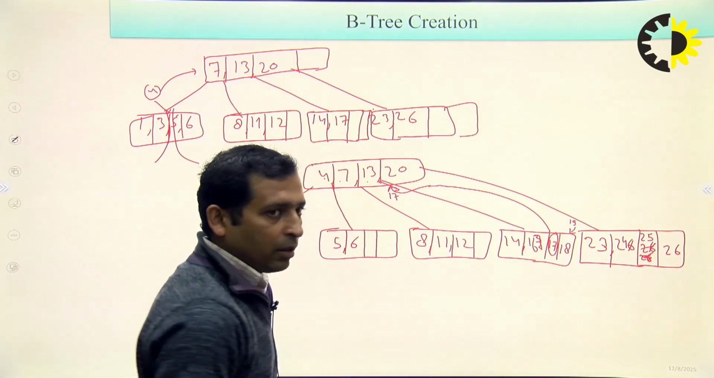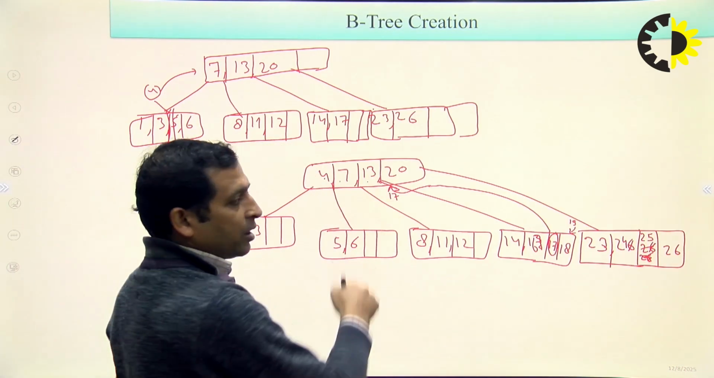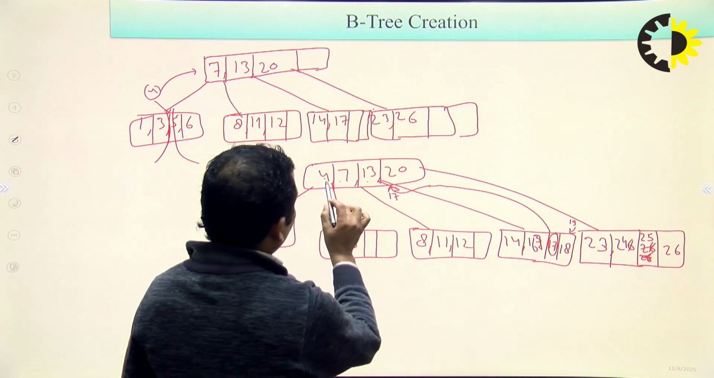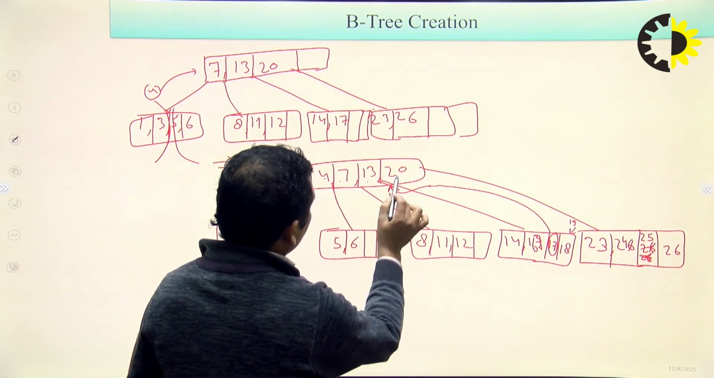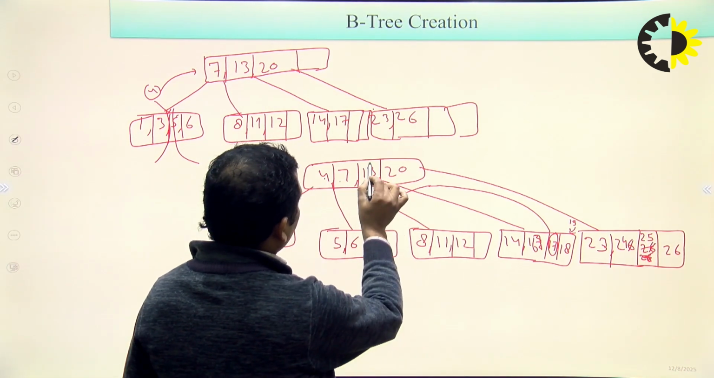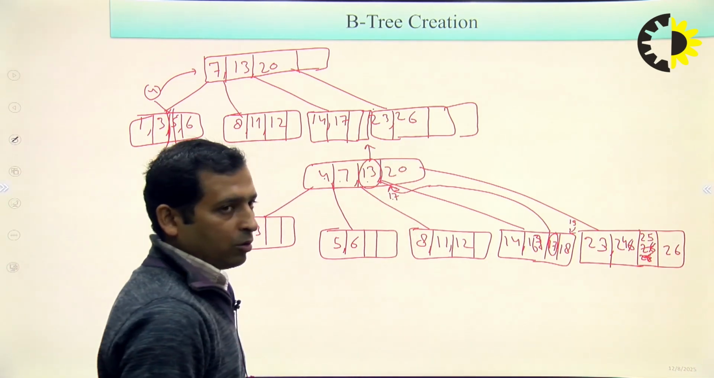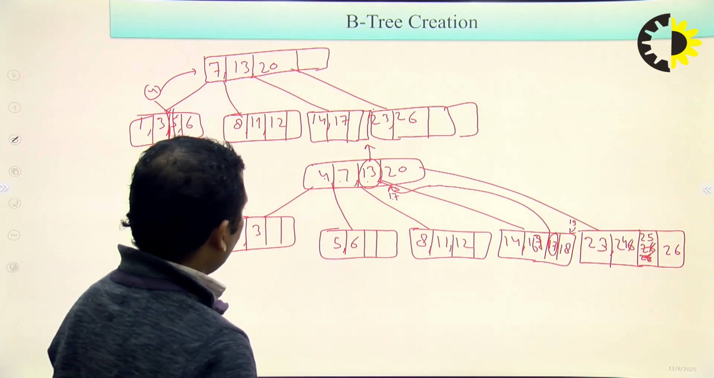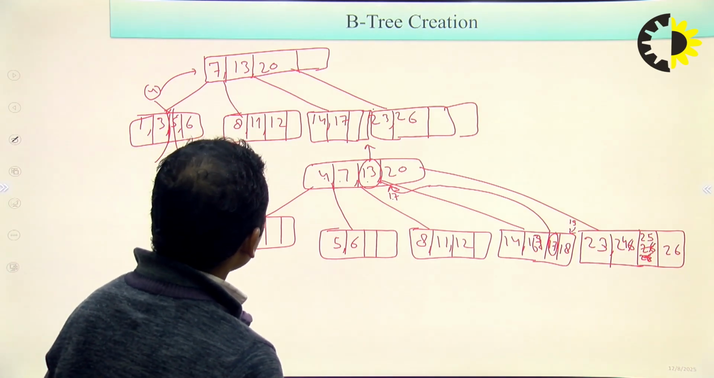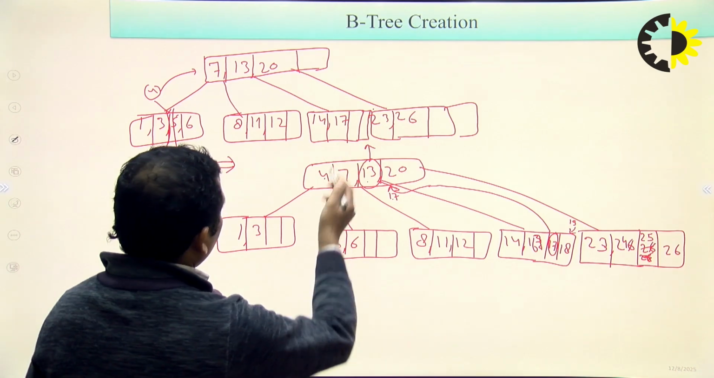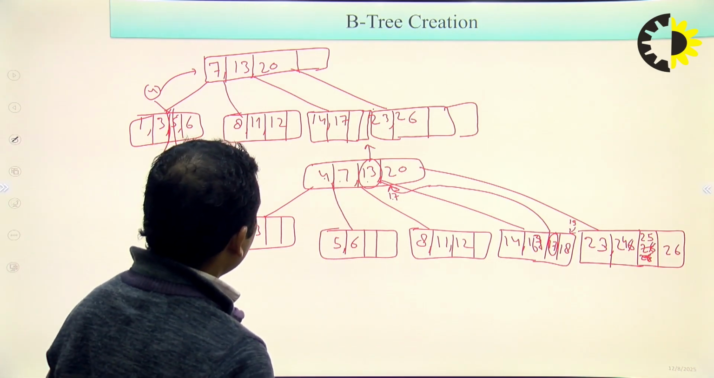So again a splitting operation will be performed at this particular node. The keys are 4, 7, 13, 17 and 20, and the midpoint is 13. So 13 will go upside and create a new node. Now in the next page we can see 13 here.